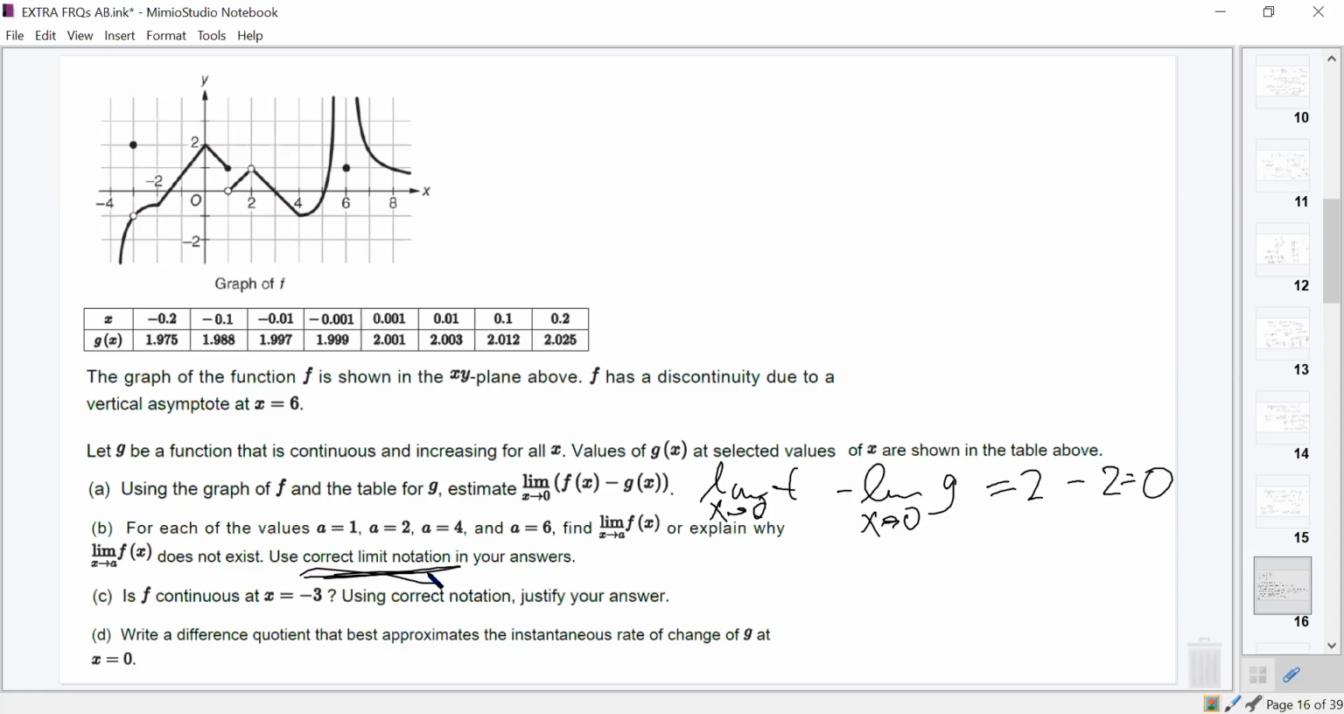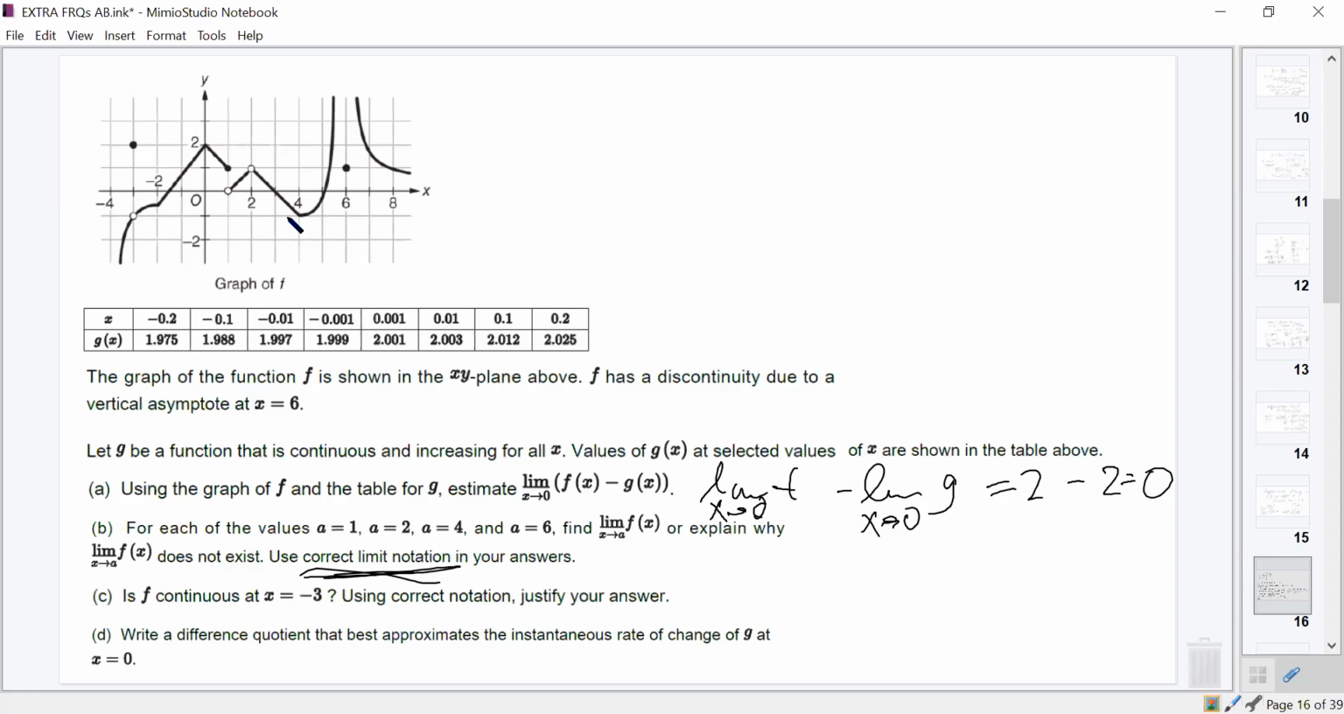For a equals 2, that one should be just 1. Doesn't matter that the point isn't defined there. The limit is still 1. For a equals 4, it looks like it's -1. And for 6, looks like it's going up towards infinity. So you could say infinity, or you could say that it doesn't exist. It's up to you. They would accept either one. Good or no?